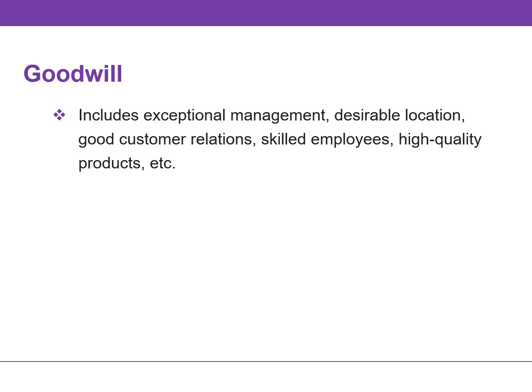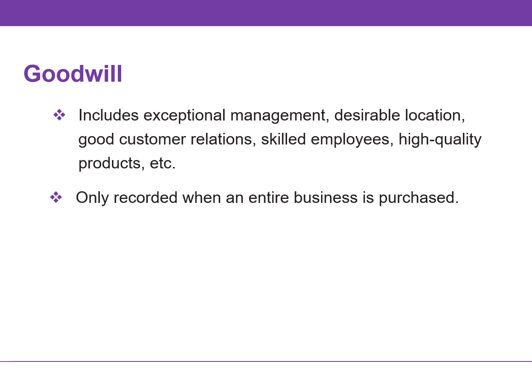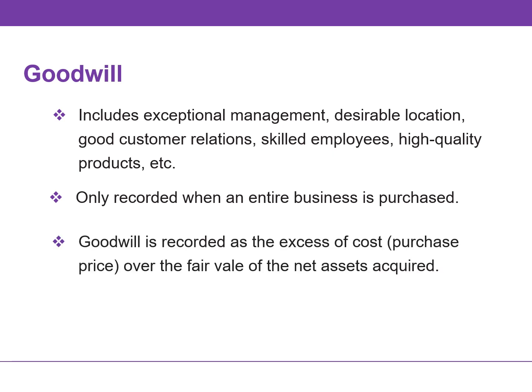Usually, the largest intangible asset that appears on a company's balance sheet is goodwill. Goodwill represents the value of all favorable attributes that relate to a company that are not attributed to any specific asset. These include exceptional management, desirable location, good customer relations, skilled employees, and high-quality products. Companies record goodwill only when an entire business is purchased. It is the excess of cost over the fair value of the net assets acquired. Goodwill is not amortized because it is considered to have an indefinite life.